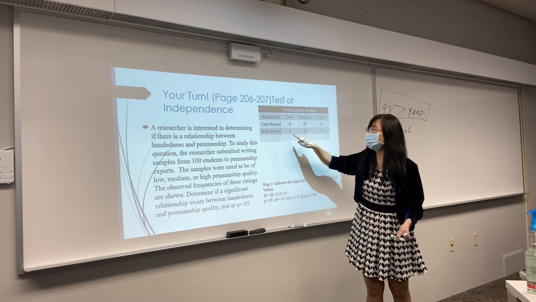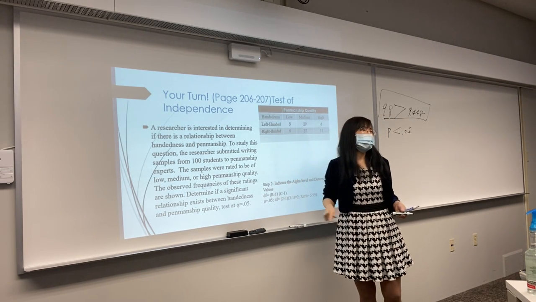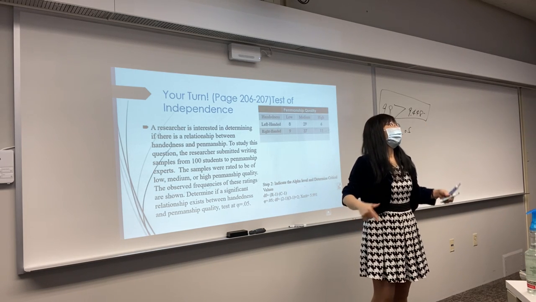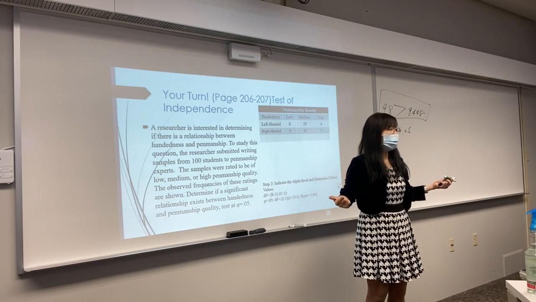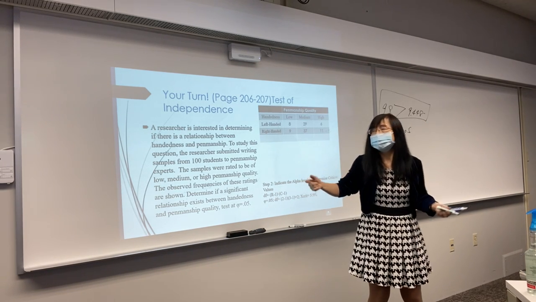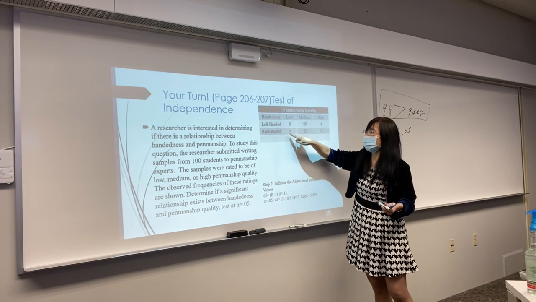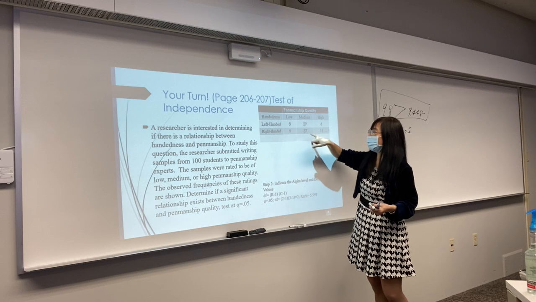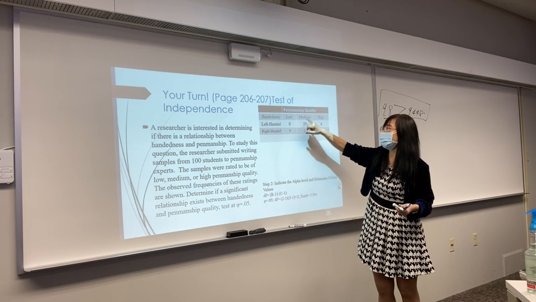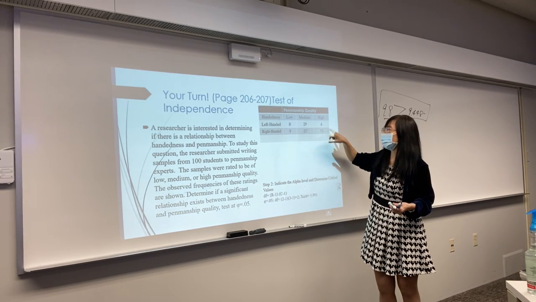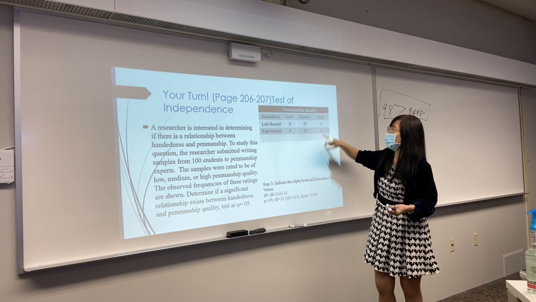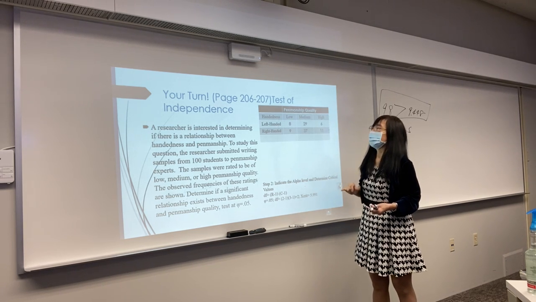For the right hand, in our society, quite often people encourage right hand, right? So 9 people use the right hand and their penmanship is low. 37 are right-handed and their penmanship is medium. 11 right-handed people have high penmanship.